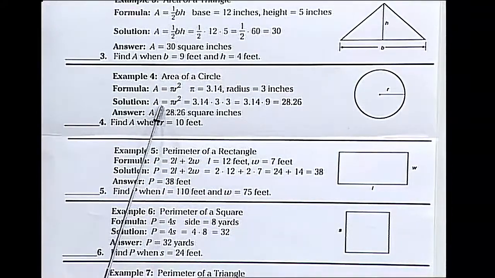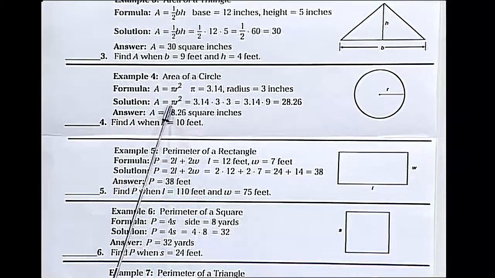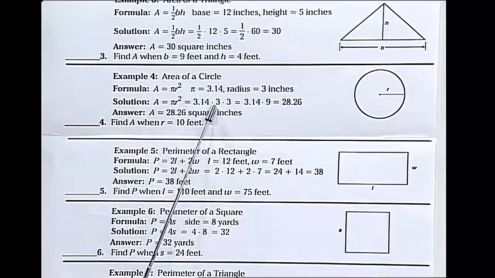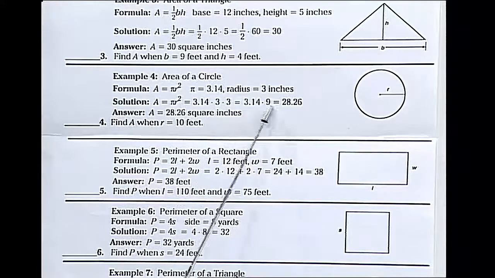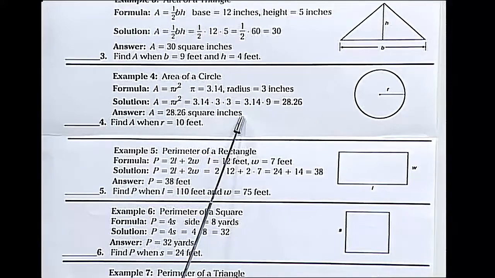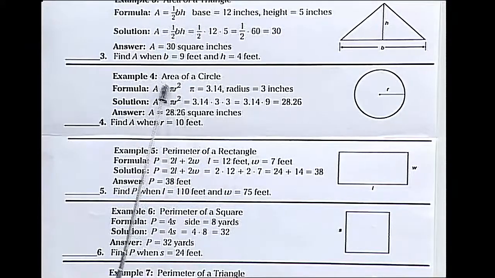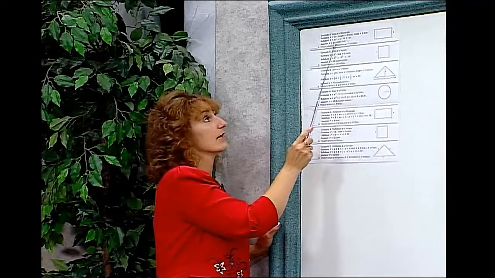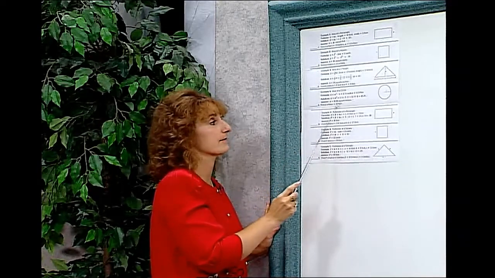Let's substitute in 3.14 for pi. 3 squared is 3 times 3, which we know is 9. 3.14 times 9 is 28.26. So we write 28.26 square inches. Remember, whenever we find area, our answers are all labeled in square units.